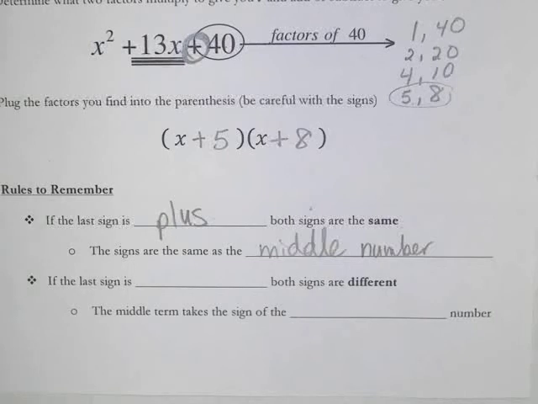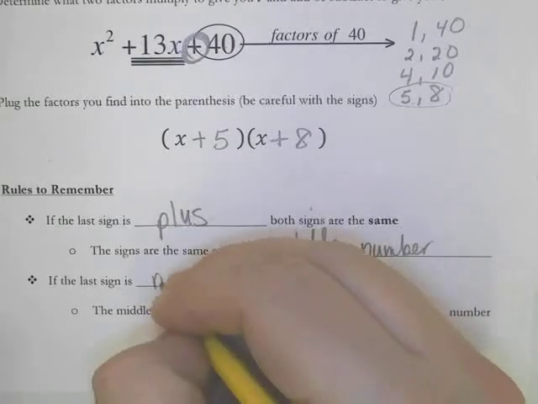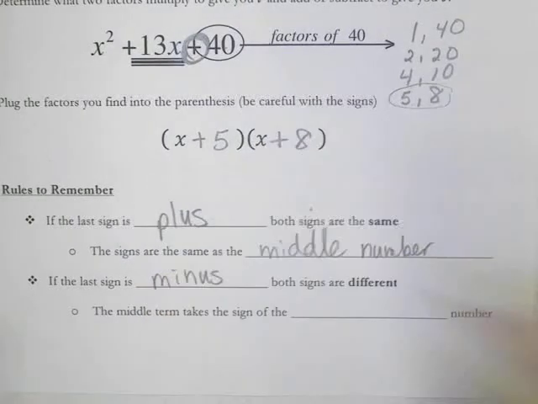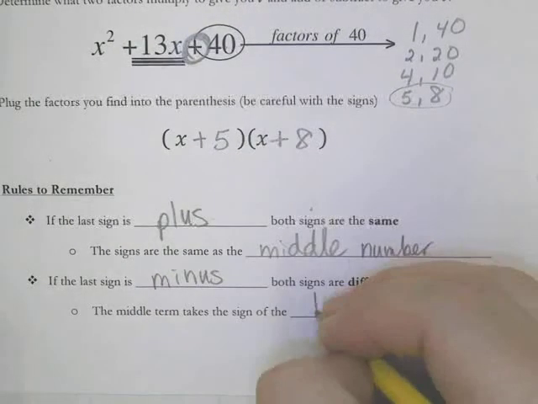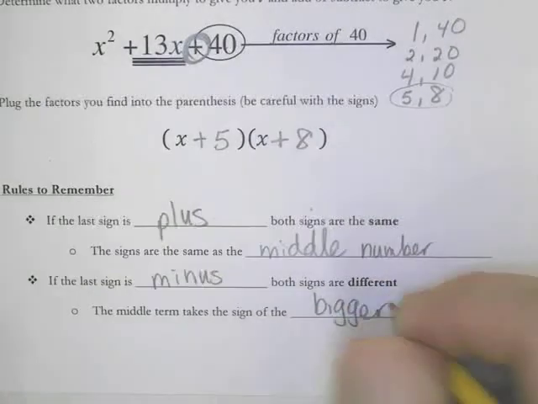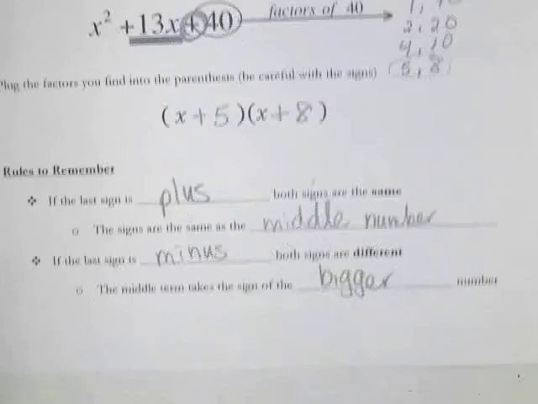Okay? The second rule is if the sign is minus, because it can only be two options, it could be plus or minus, then the middle term takes the sign of the bigger number. And once we do some, you'll understand what I mean by this.